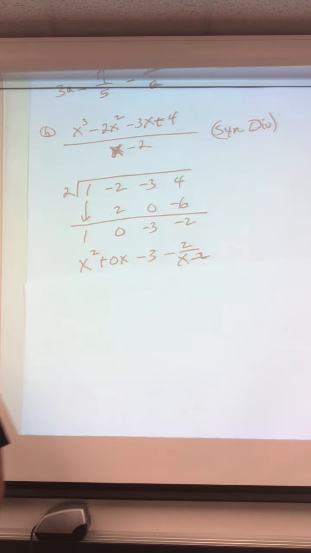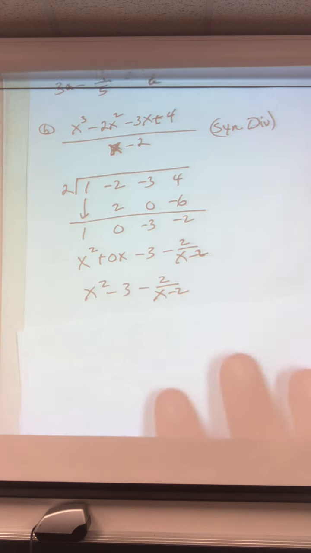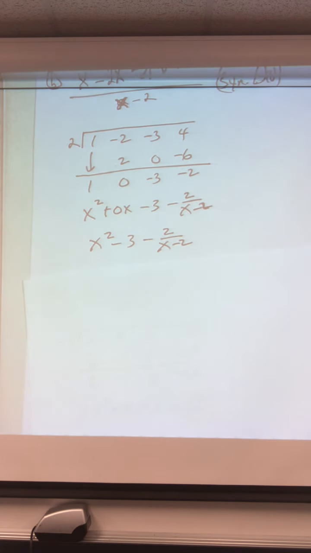Now when you write this answer out, you can leave out that 0x and just write it that way, because 0x is the same thing as leaving it off.